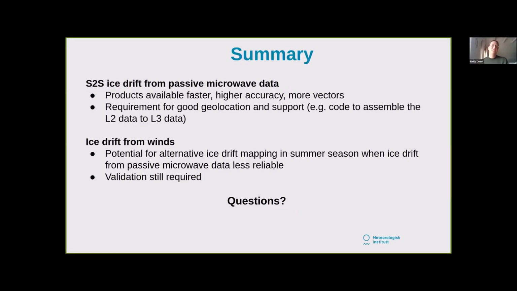So in summary, it's been found that using swath-to-swath mapping with passive microwave data is actually extremely good for making maps of ice drift. It's going to need good geolocation, and there's an interesting possibility to use wind speed data to calculate ice drift in the summer. And yes, if there are any questions, then I can take them and chat.